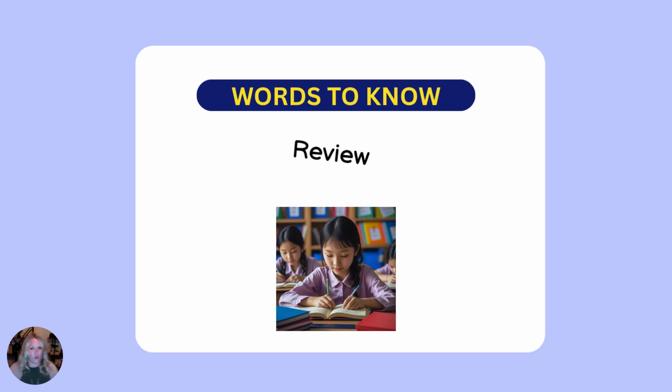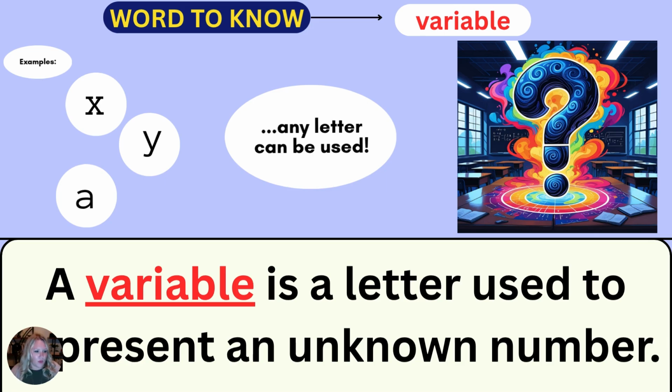Okay, so let's talk about some words to know. Prior to even getting into this lesson today, we want to review a few words, just in case you've forgotten the meanings of them. One word is variable. That's an important word we use to describe a letter that's used to represent an unknown number. So if we don't know a number or an amount quite yet, instead of putting a question mark, we can put the letter X. We could use the letter Y, the letter A. Any letter can be used from the alphabet. So a variable is a letter that's used to represent an unknown number.